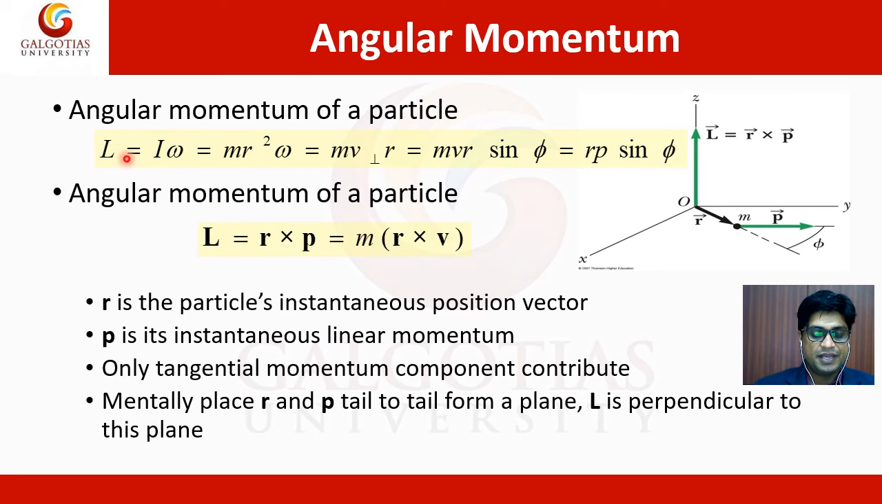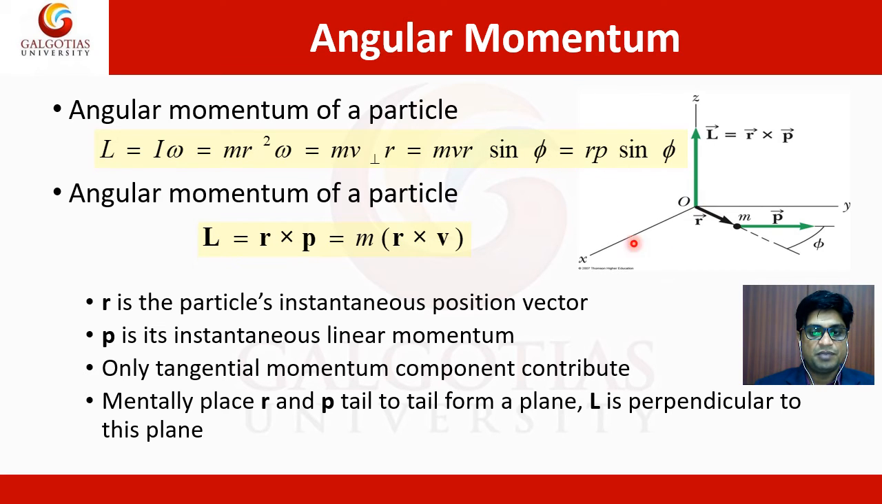In detail, we can say that the angular momentum of a particle is L equal to I omega. We also know that I, the moment of inertia, is equal to m r square, so L is m r square omega. We can also write that r omega is equal to v. So since m, v and r are perpendicular, we can write m v r sine phi.